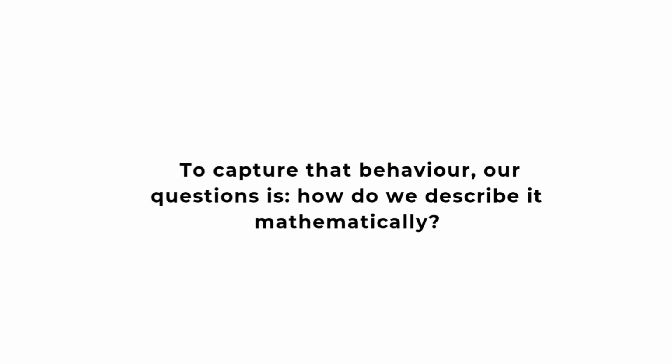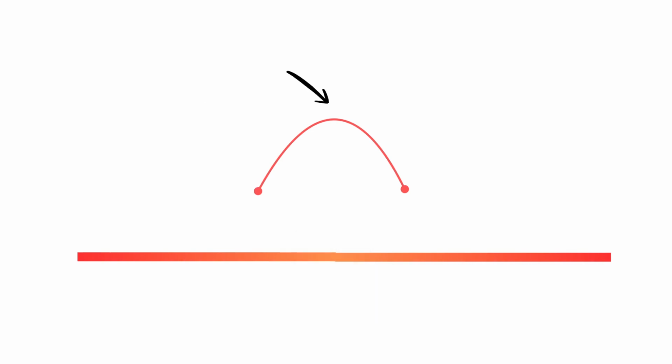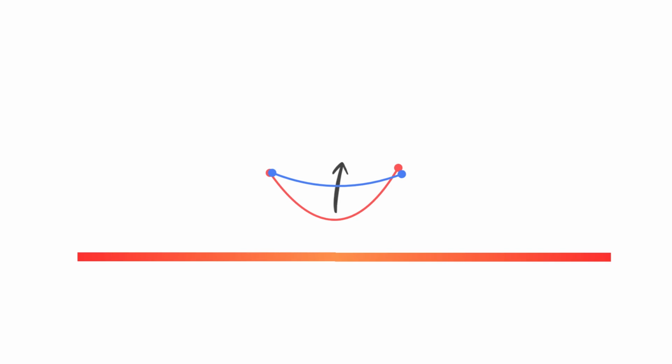To capture that behavior, our question is, how do we describe it mathematically? Let us focus on a single point in the rod and plot the heat at that point. If that point is hotter than the neighboring points around it, the heat flows outward and the point cools down. But if the neighboring points are hotter, heat flows inward and the point heats up. So the temperature at the point depends on how different it is from the surrounding region.